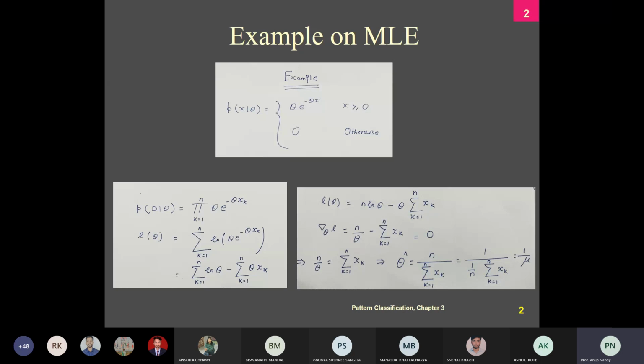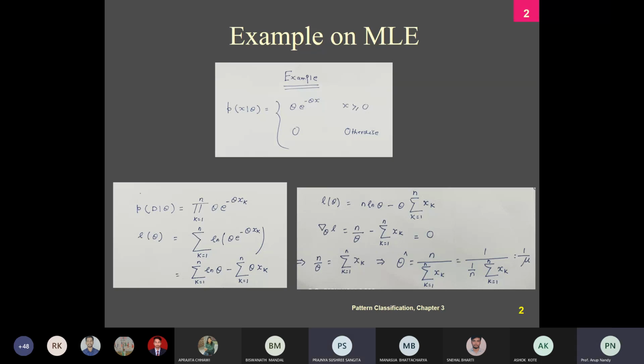So now we are just ignoring it and we are considering the capital D. Capital D means it contains all the samples for each class: x1, x2 till xn. And these samples are drawn independently, and that's why the product is coming. Now if you have the product and you take the log, it will be a summation. Then you simply do the differential calculus, and then you can get the answer.